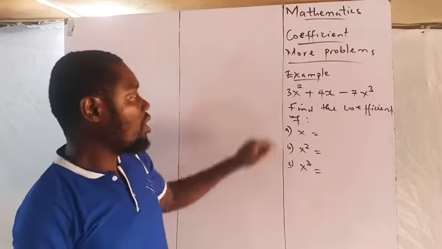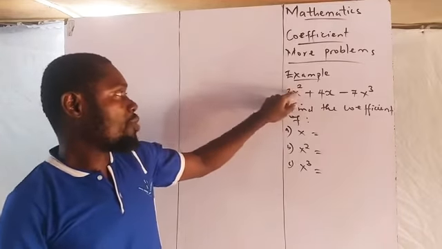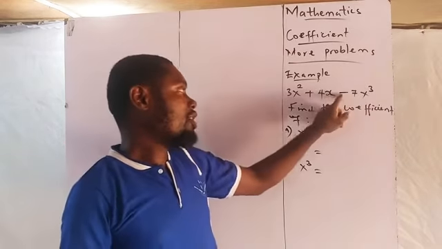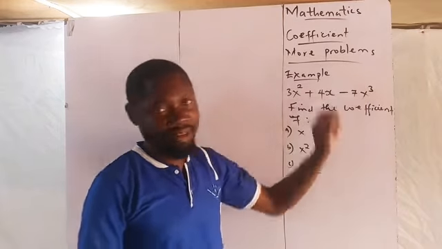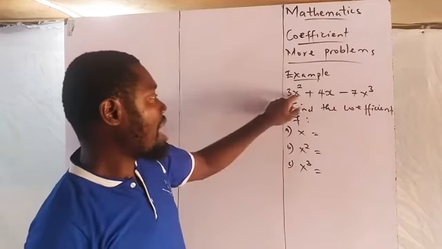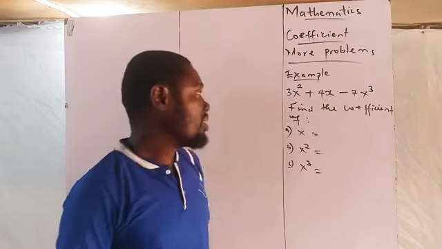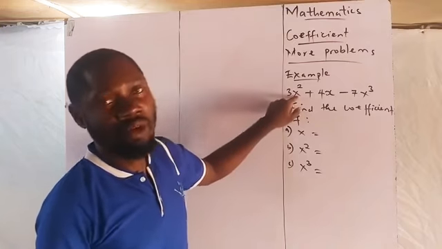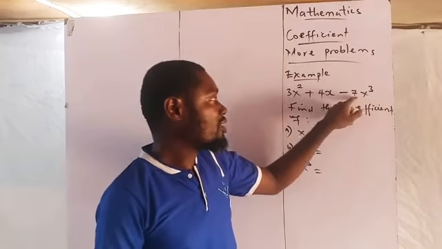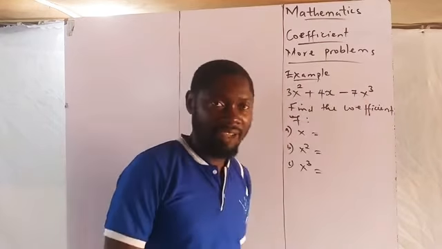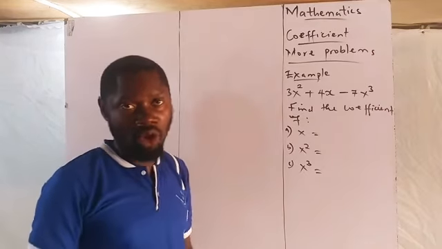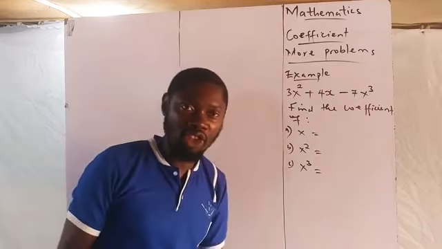What they gave to us was 3x raised to power 2 plus 4x minus 7x raised to power 3. I've already mentioned to you how to read numbers that have this type of powers. All you are doing is just to write the coefficients alone. You're not solving any problem, so don't be scared.